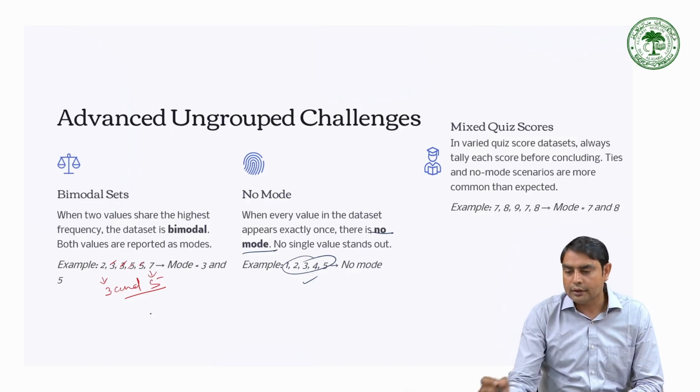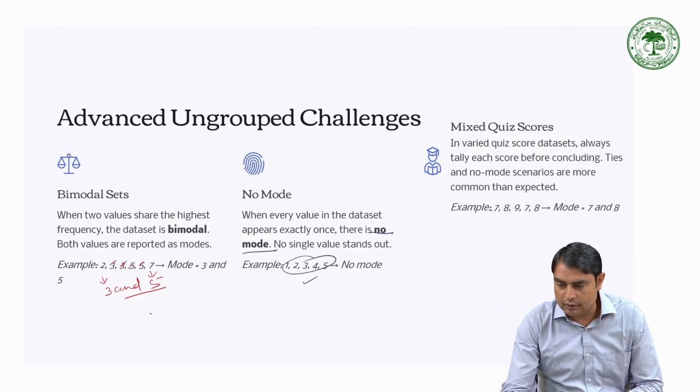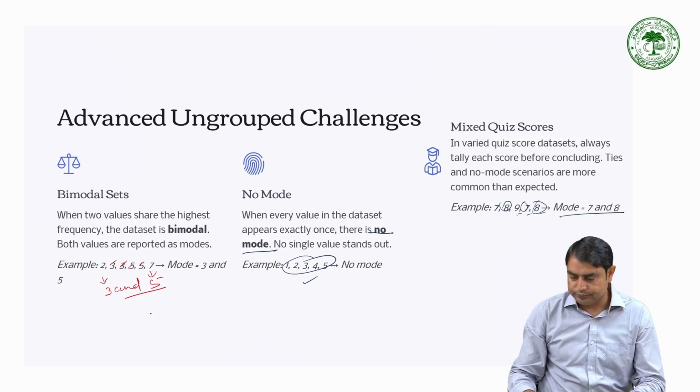In the third case, let us look down: 7, 8, 9, 7, 8. So 8 is repeated, 7 is repeated. So the mode is 7 and 8. And 9 is not repeated, so 9 is not my mode.